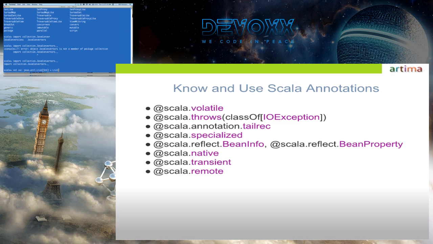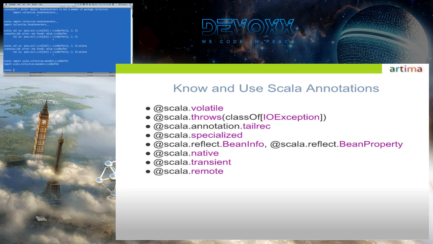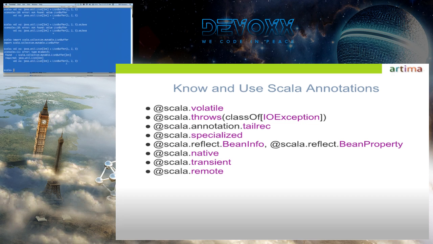Oh, I can't do that. Let's make it a ListBuffer. That would work. Buffer of 1, 2, 3. It won't work, but I can just say .asJava. Not found: ListBuffer. Oh, mutable. Import scala.collection.mutable. Sorry. And now it would. So there it says I have a type mismatch. That's what I really meant.